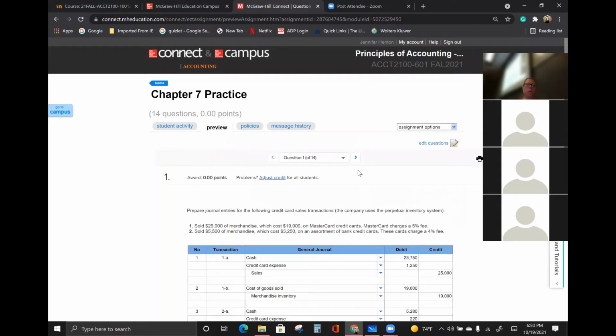Okay, so question 1. It says prepare a journal entry for the following credit card sales transactions. The company uses perpetual inventory system. So they're just telling you that in case there's merchandise involved, you'll have to know that it's going to cost of goods sold. Okay. So we're selling 25,000 of merchandise, which costs 19,000 on a MasterCard credit card sales.